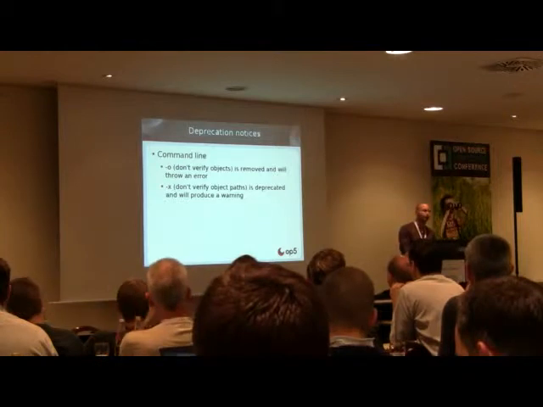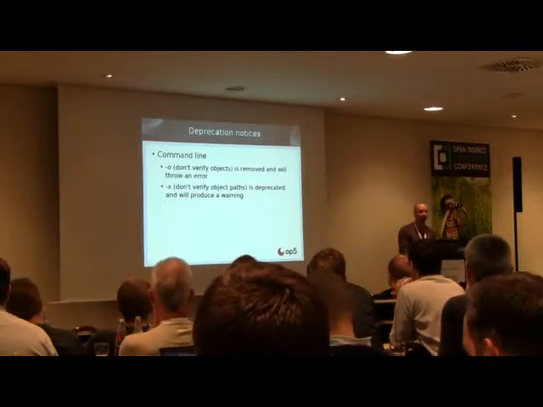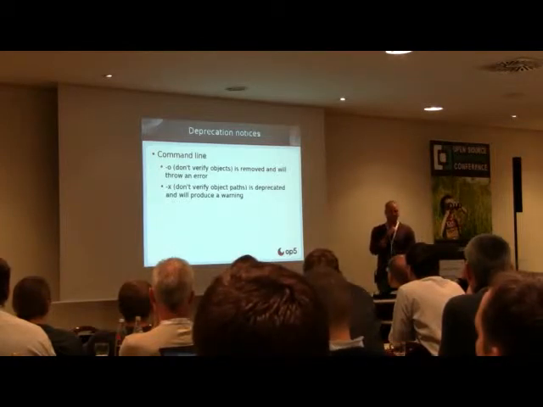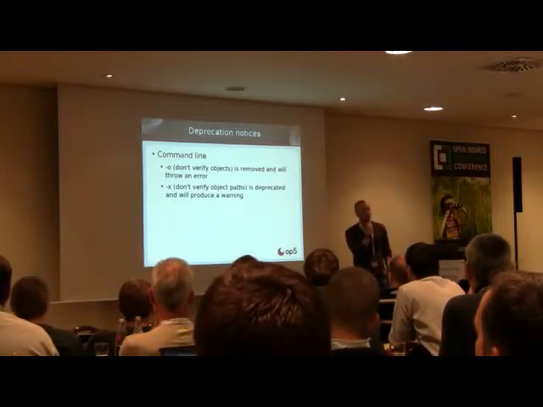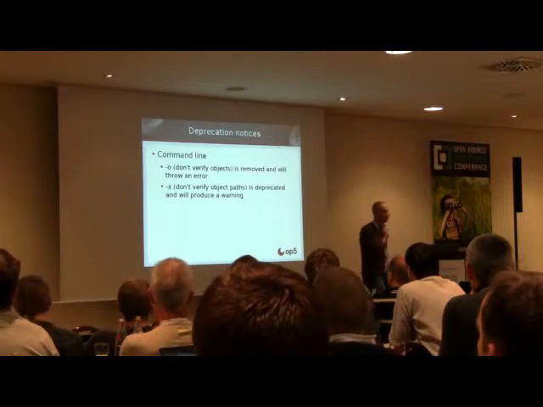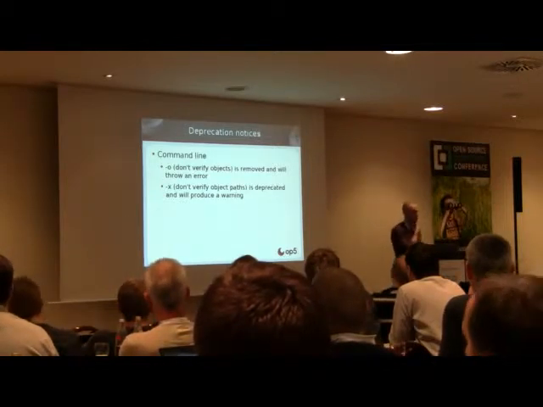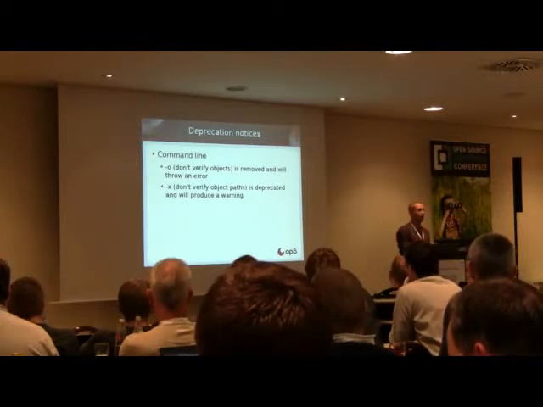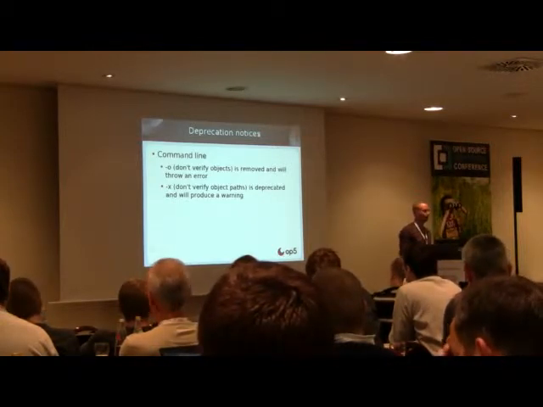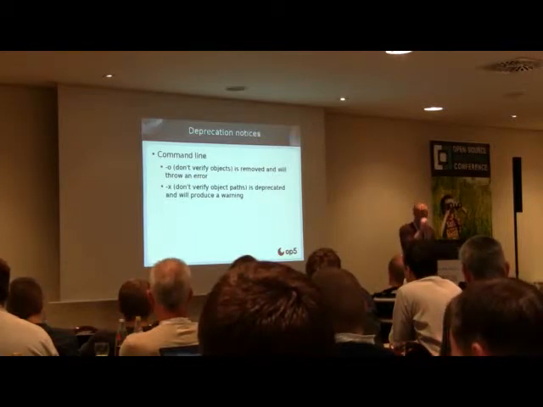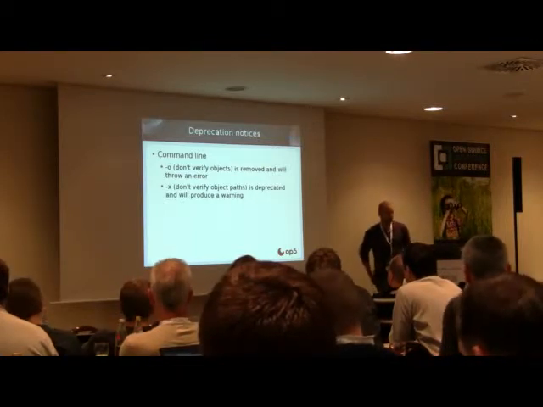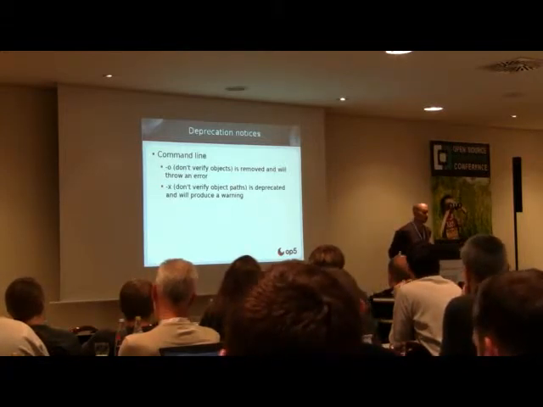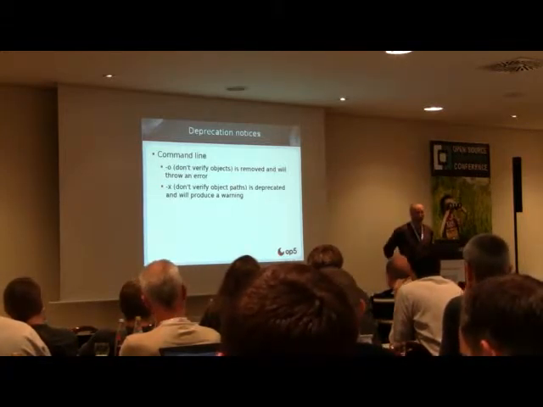Deprecation notices. This is what you've all been waiting for, I know it. From the command line, the -O flag, don't verify objects, is removed. It was never in the help output, and it was just a hidden feature. It's gone now. It will throw an error. There's no way that we can not verify objects, because we already do that when we look things up. Don't verify object paths is deprecated and will produce a warning. This is because it's now so fast that that flag doesn't really make sense.